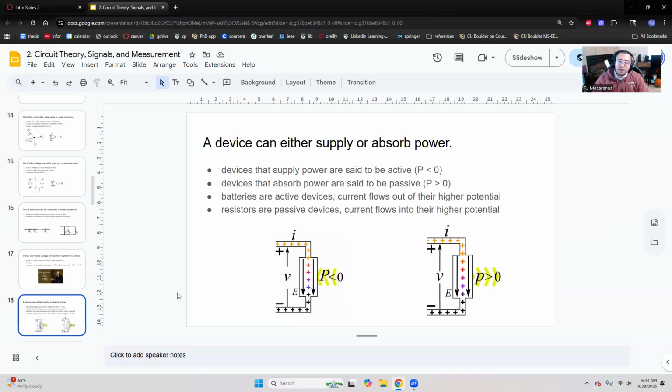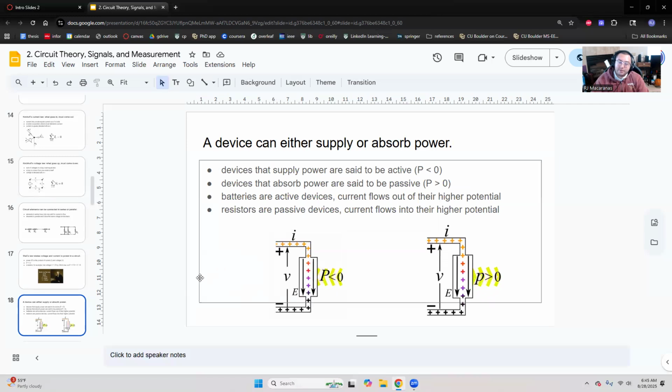Going back to this idea of power, a device can either supply or absorb power. A device that supplies power is said to be active. We say that it's an active source, and the power is, by definition, less than 0. Here on the left, we have an example of that. You can see that the current, indicated by these positive moving things, is coming out of the positive end of the voltage across the element.